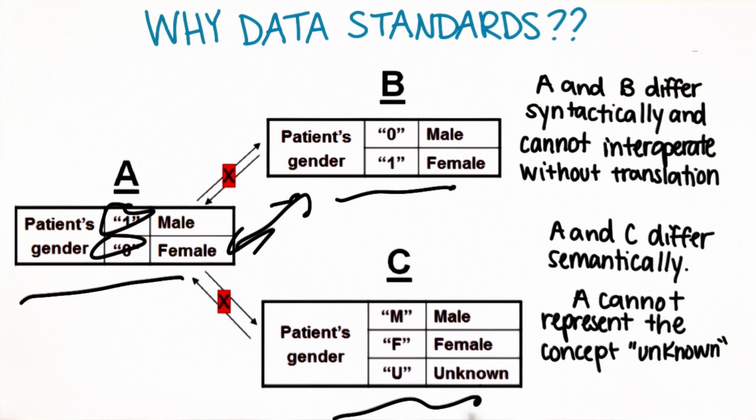Over in System C, M is used for male and F for female. We say that System C differs semantically from Systems A and B. It uses a different language to represent gender.